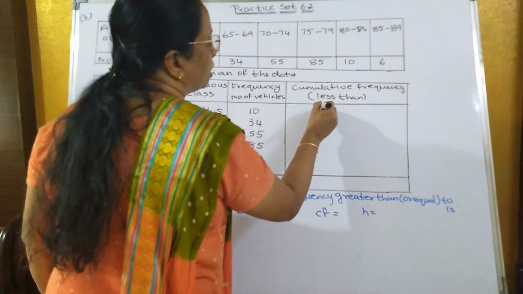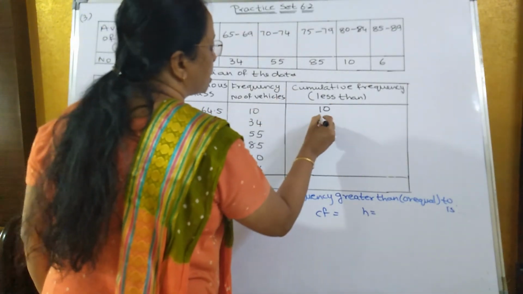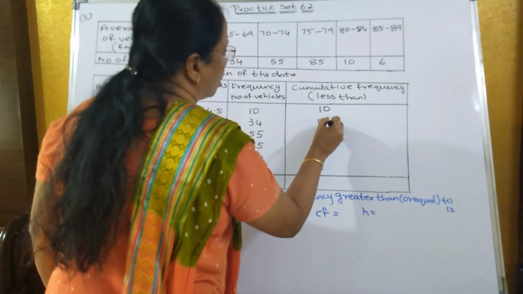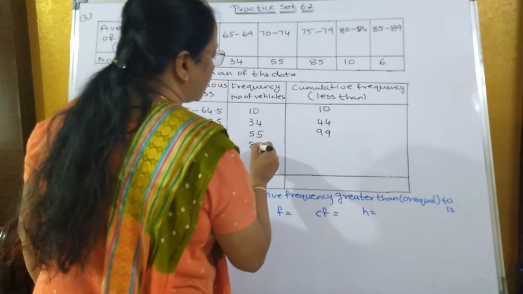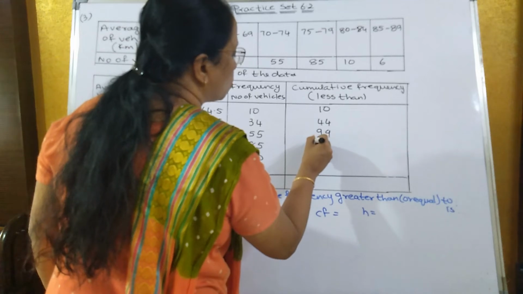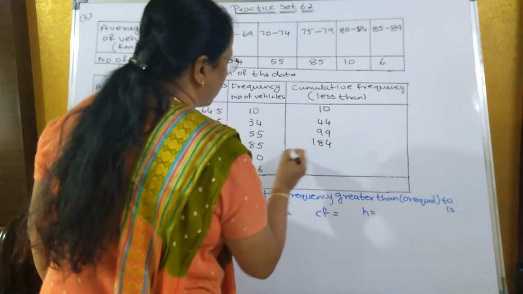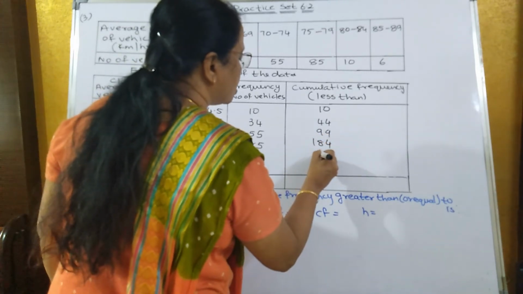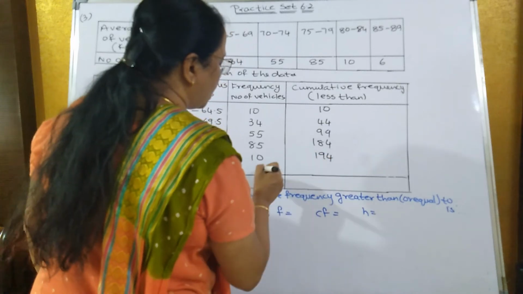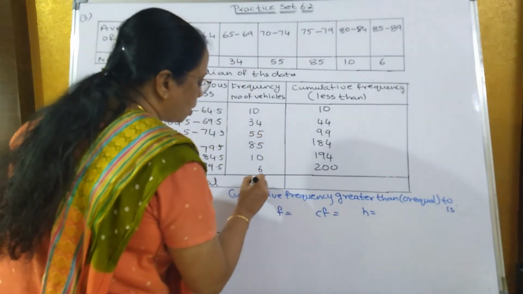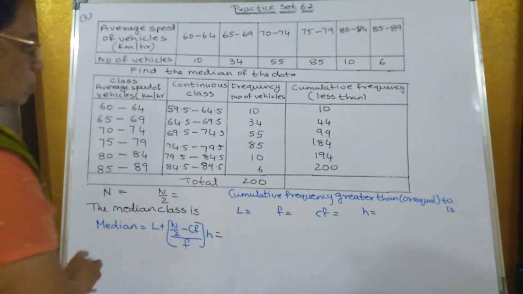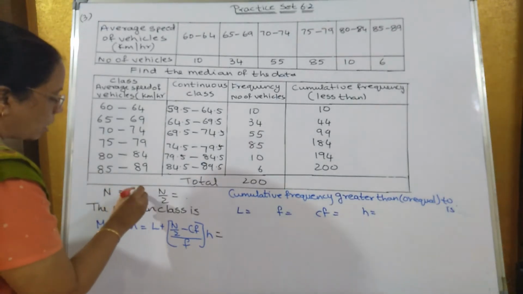Now this cumulative frequency will be 10. So 10 plus 34 will be what? 44. 44 plus 55 is what? 99. 99 plus 85 is how much? 184. 184 plus 10 is how much? 194. 194 plus 6 is how much? 200. So the total will be how much? 200. So n is equal to how much? 200.